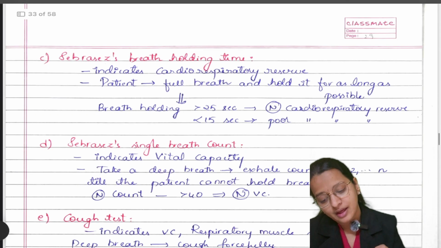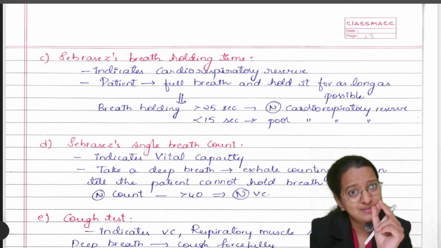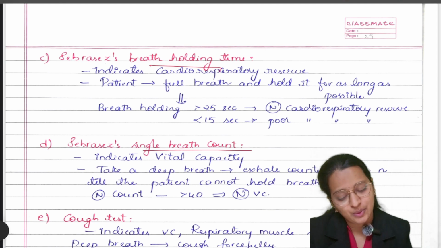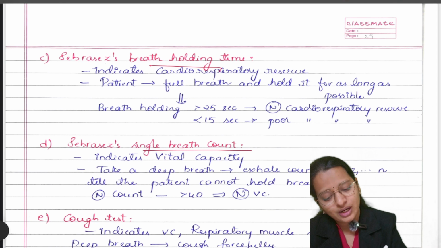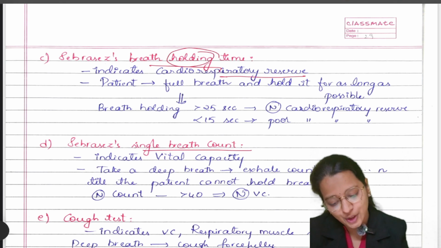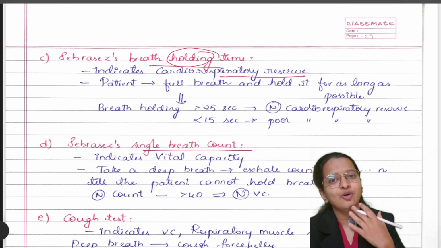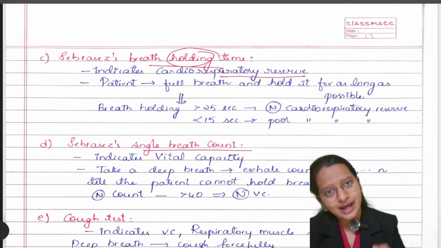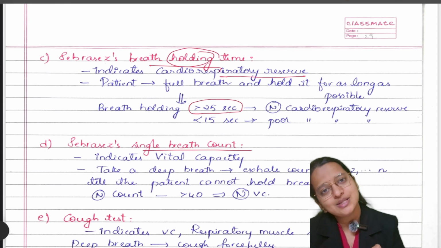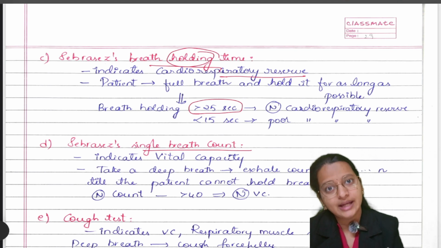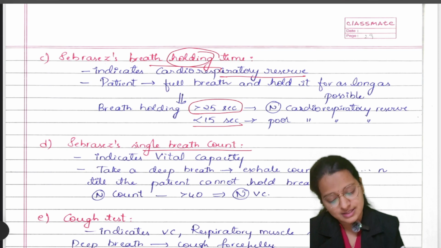Coming to SABRES, we have to remember breath. It is breath holding time and single breath count. Breath holding time indicates holding means reserve, right? So it indicates cardiorespiratory reserve. The patient has to breathe in and hold the breath. If he can hold the breath at least for 25 seconds, his cardiorespiratory reserve is normal. If the breath holding time is less than 15 seconds, it means poor reserve.